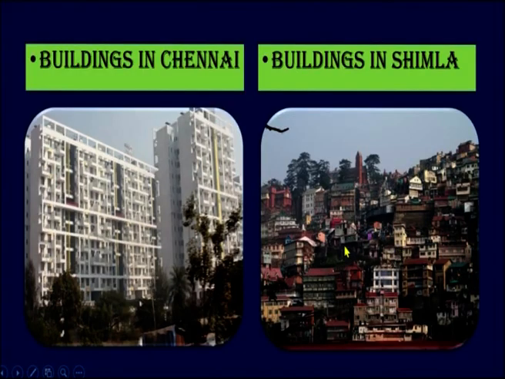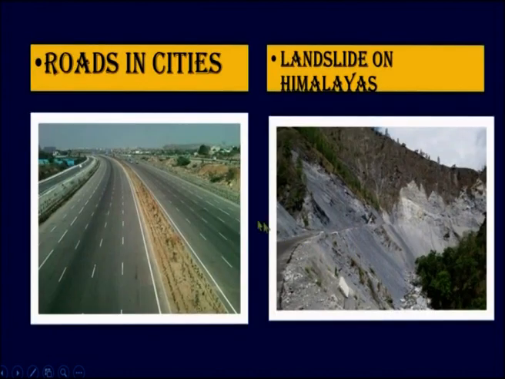So, can you guess the reason for that? Because Shimla is a hill station. It is not a flat surface. So, here the construction of buildings is different. Now, let us see the roads. So, these are the roads in cities, and these are the landslides on the Himalayas.